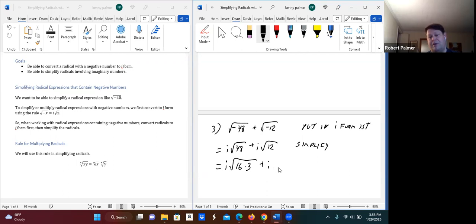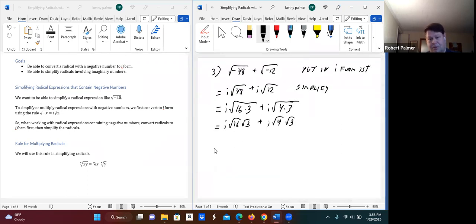And over here, we can simplify the square root of 12. 12 itself is not a perfect square. We can write 12 as 4 times 3. So if we simplify both of these, we can break them up: i times the square root of 16 times the square root of 3. Same over here, use this rule to separate them: the square root of 4 times the square root of 3. So that's going to give us i times 4 times the square root of 3, because the square root of 16 is 4, plus i times 2, since the square root of 4 is 2, times the square root of 3.